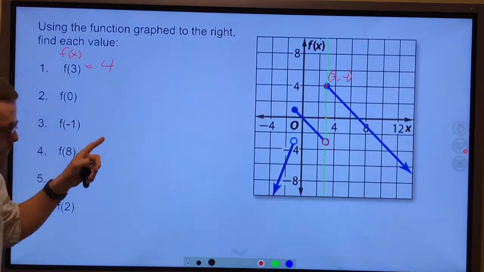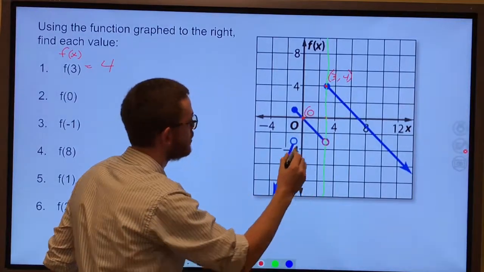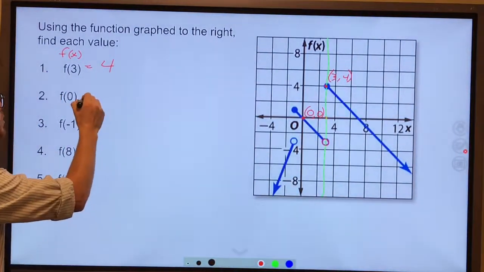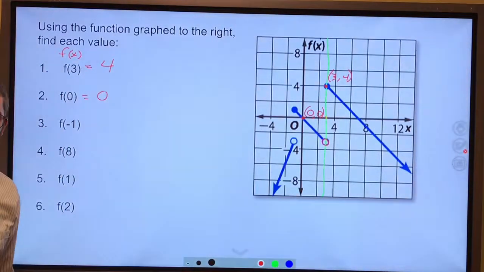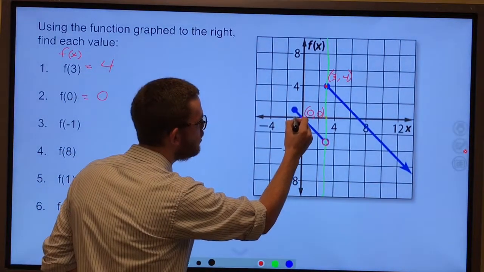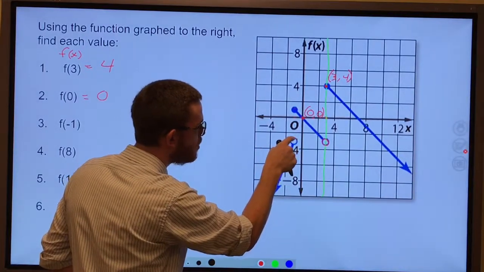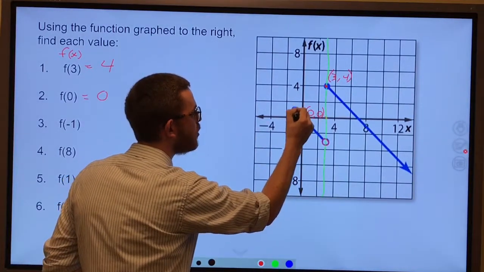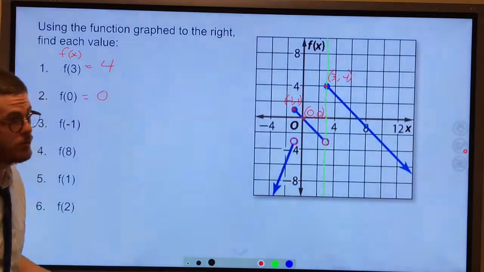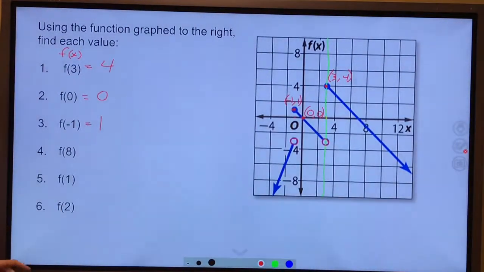F of 0, right here, is the point where our x value is 0, our y value is also 0. So our output is 0 when the input is 0. When our input is a -1, when we put in a -1, well, notice there's a closed circle up here, an open circle down here. This is our point when the x value is -1. Our output is a 1. Not a -1, but a +1.